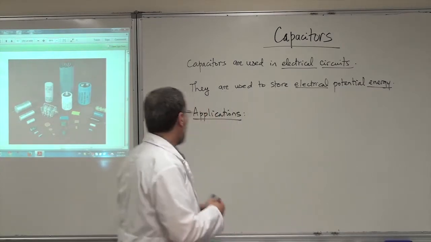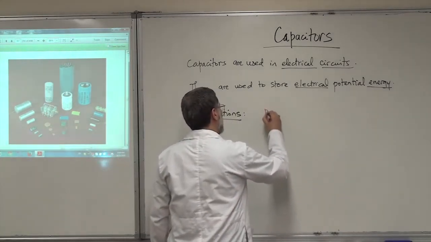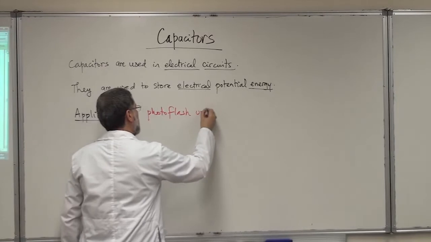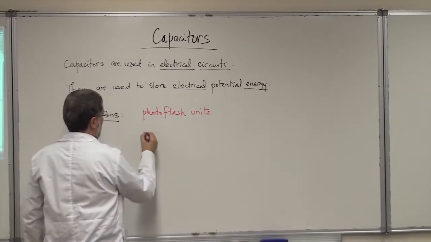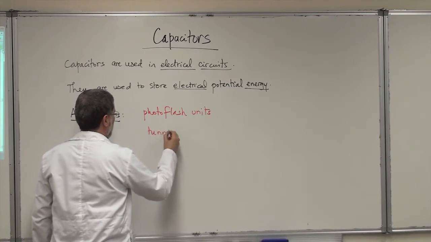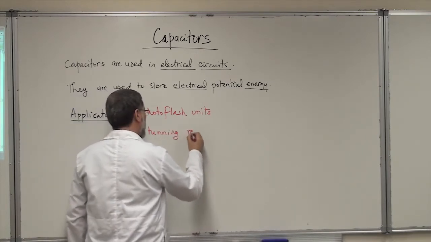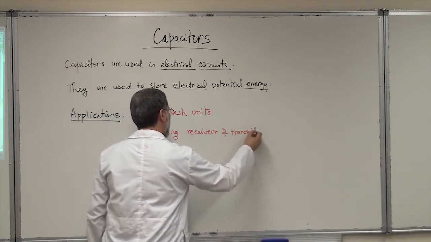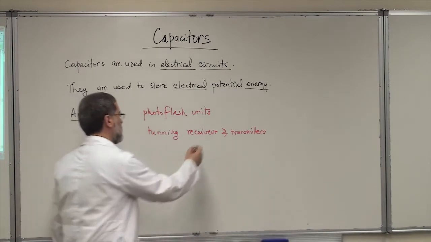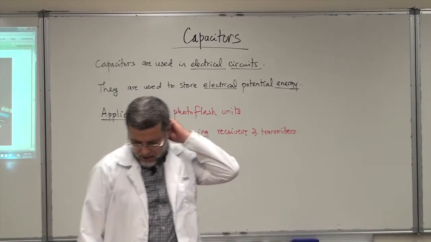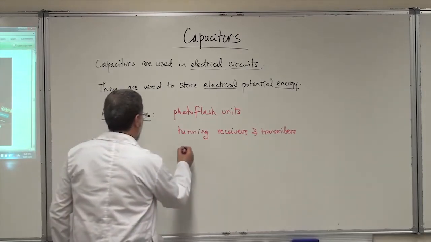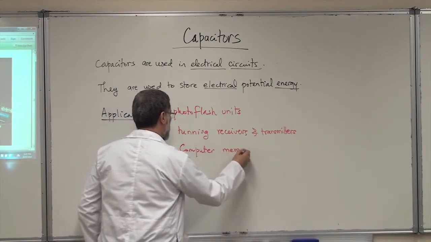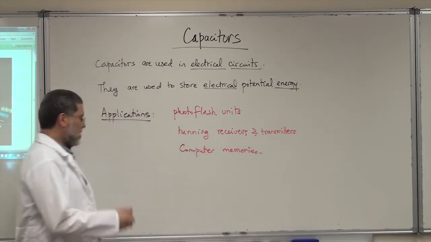What is a capacitor now? So applications: photo flash units, tuning receivers and transmitters, and computer memories. Actually, they are the RAM and so on, computer memories. So these are some of the applications. There are many other applications, but these are some of them.